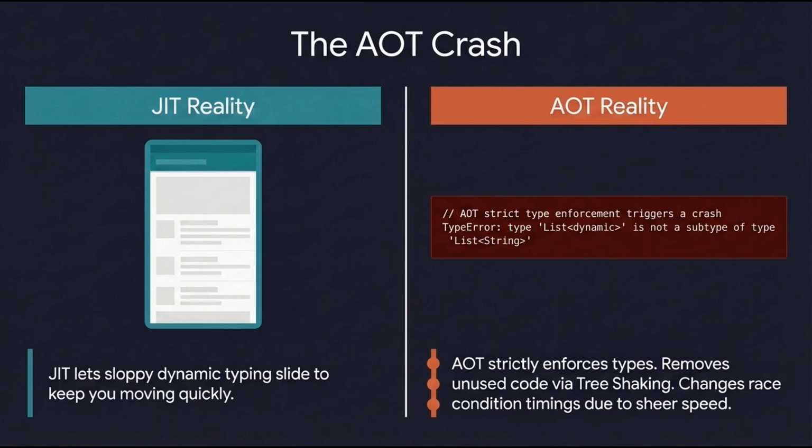But in AOT mode, the same code crashes. The AOT compiler strictly enforces types and throws a type error: 'List<dynamic> is not a subtype of List<String>'. AOT also removes unused code via tree shaking and can change race condition timings due to its sheer speed. If you only test in debug mode, you're playing with fire.